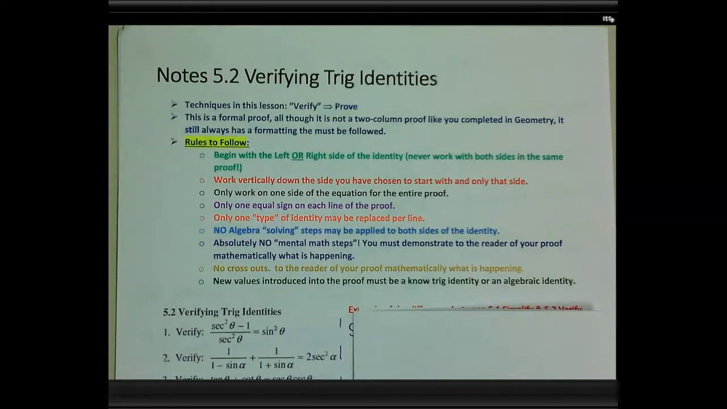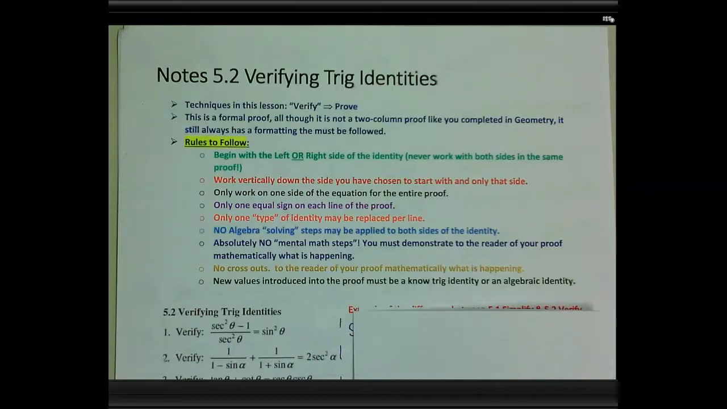The rules that we're following: we're going to begin with the left or the right side of an identity, and we are going to prove the opposite side. We're never going to work with both sides at the same time. So I can start with the left and prove the right side, or I can start with the right side and prove the left side. We work vertically down the page, and we only work down that one side.